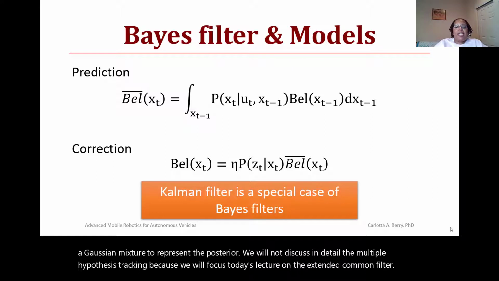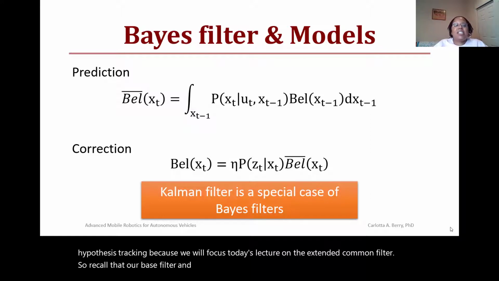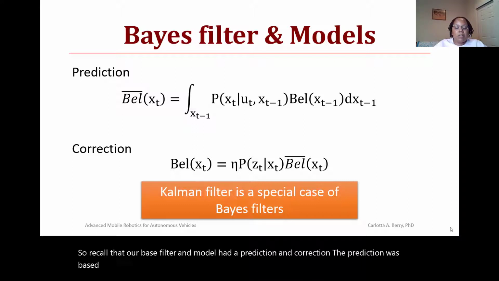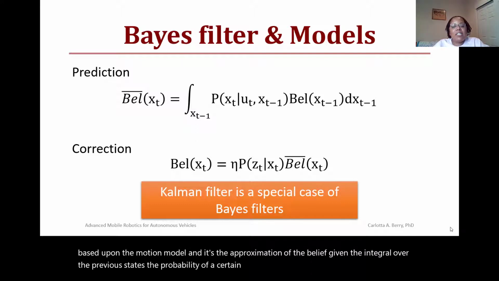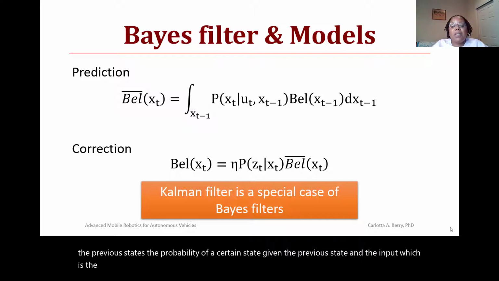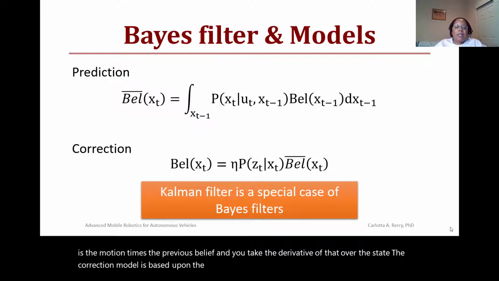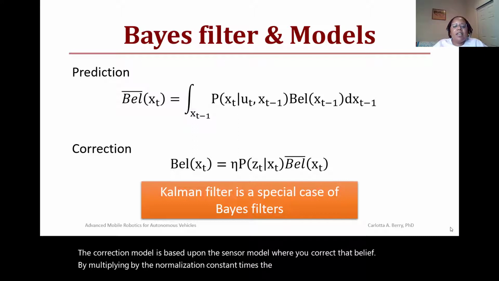So recall that our Bayes filter and model had a prediction and a correction. The prediction was based upon the motion model, and it's the approximation of the belief given the integral over the previous states, the probability of a certain state given the previous state and the input, which is the motion, times the previous belief, and you integrate that over the state. The correction model is based upon the sensor model, where you correct that belief by multiplying by the normalization constant times the probability of a given sensor knowing the state times the approximate belief.